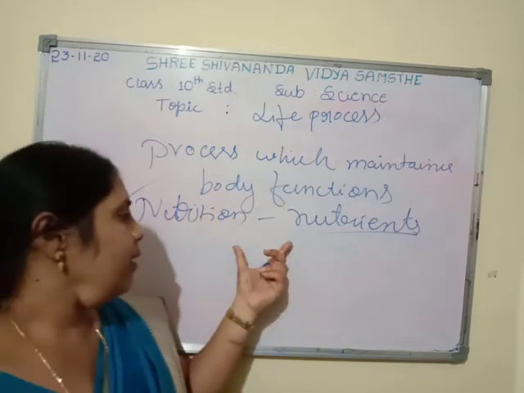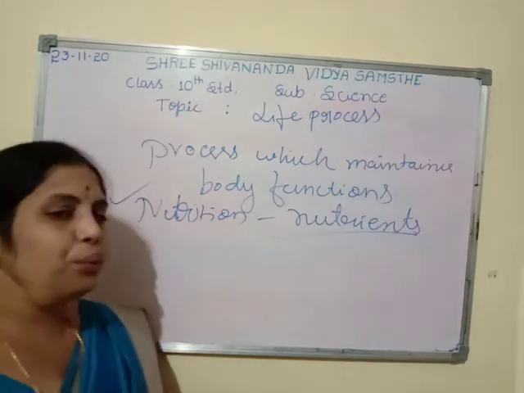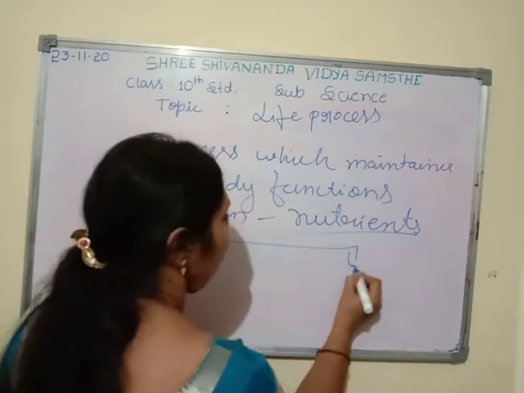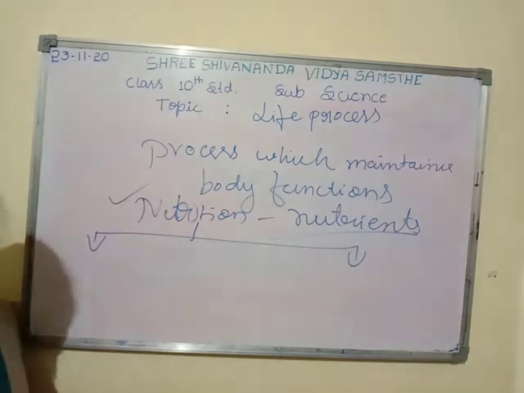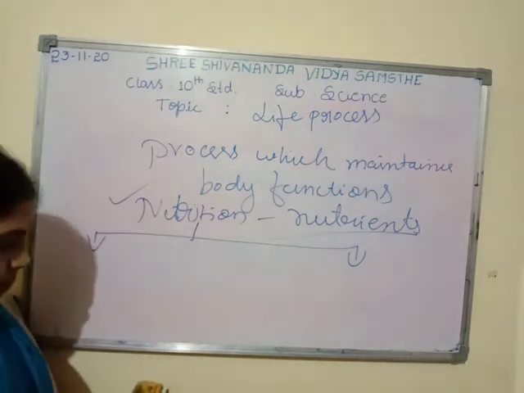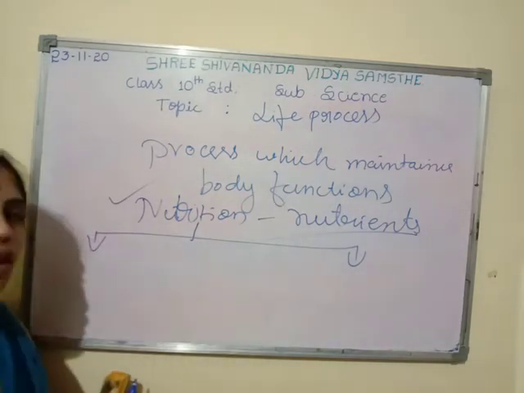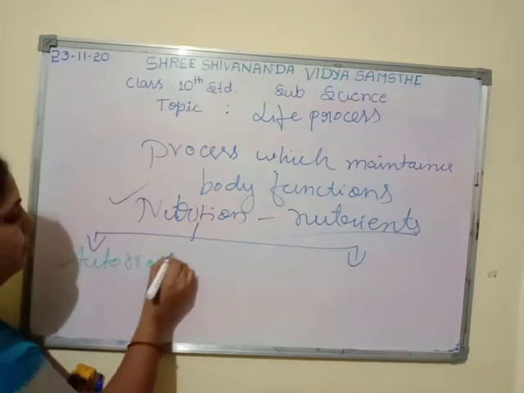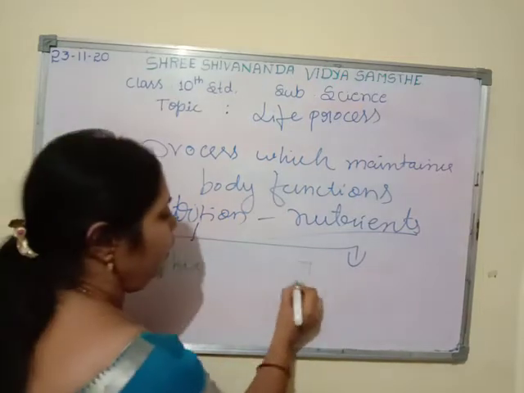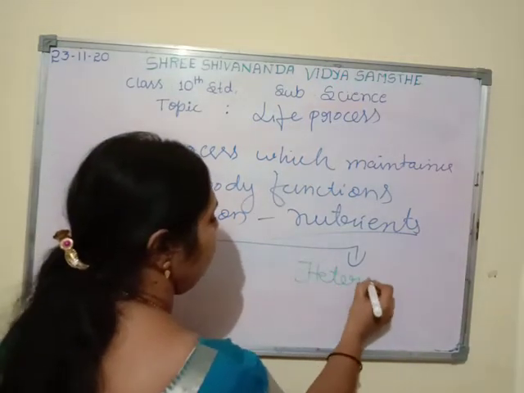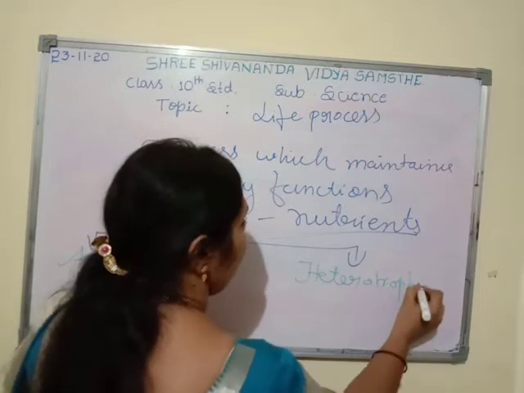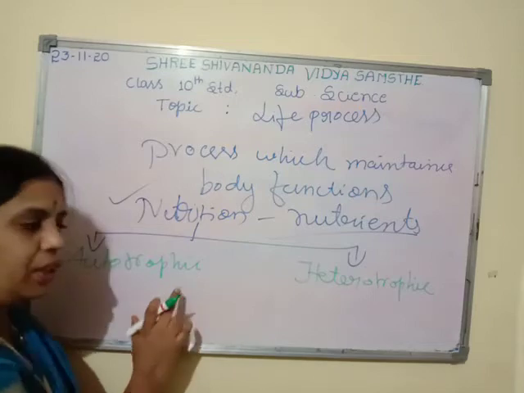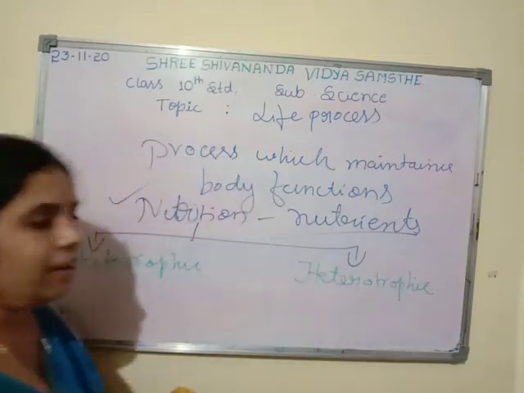Here there are mainly two types of nutrition. What are the two types of nutrition? Autotrophic and heterotrophic. It is autotrophic nutrition and heterotrophic nutrition.